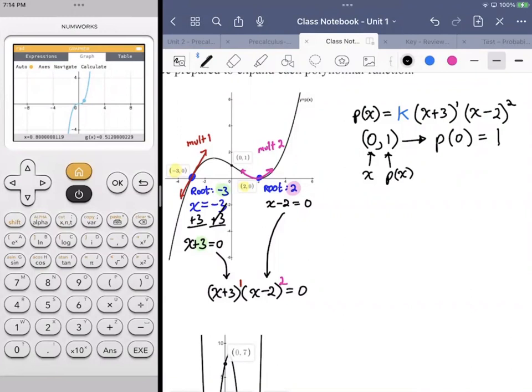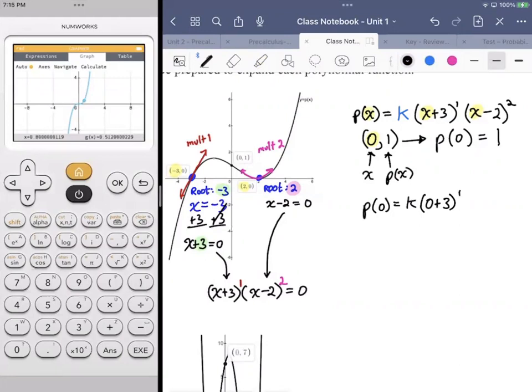And that's going to allow me to pin down what the value of k could be. If p of x could be 5 different things, then k could be 5 different things. That's that relationship. But knowing that it's a function allows us to pin it down to a single value. So I'm going to go through and replace all of my x's with zeros. So p of 0 is equal to k times 0 plus 3 to the first.